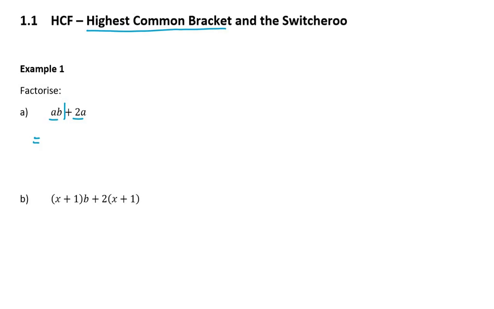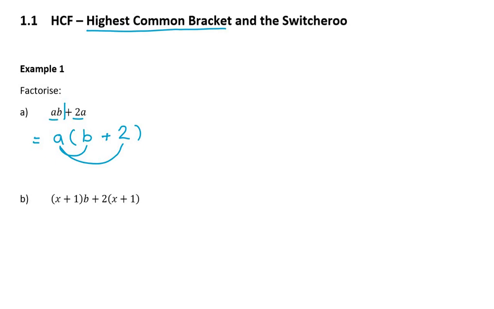We look at those two terms, there's an A in common, and so we say to ourselves, what must we multiply A by to get AB back? We need a B. What must we multiply A by to get 2A back? And that's a 2. So there we go, that's our factorized. Now that was really easy, that's an introductory highest common factor question. So let's look at the next question.